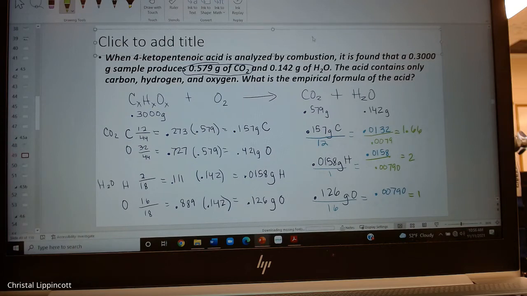Can I have a formula? Exactly. I can't have a formula that looks like this. You have to have whole numbers for your subscripts. So what do I multiply everything by?